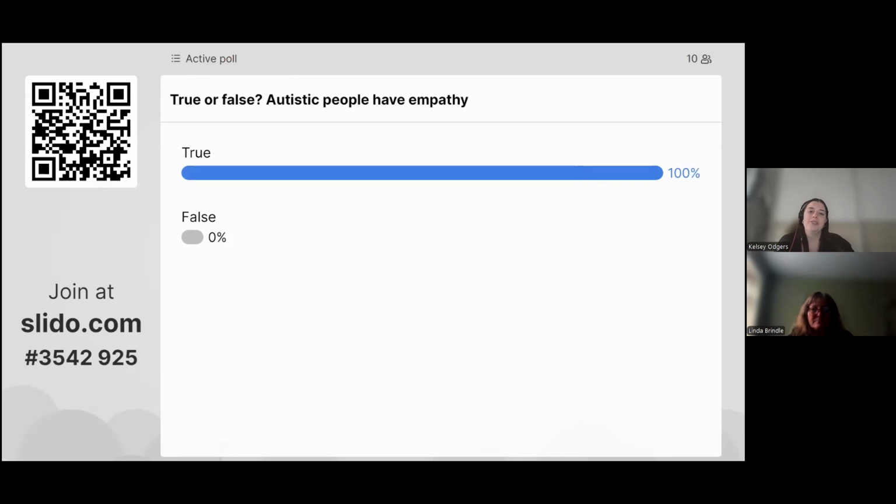Yeah, so majority, I think all at the moment are saying true. So yes, another misconception here is that autistic people don't have empathy. And when we think about empathy, that's really the ability to understand and share experiences of another person. And this myth is likely to be related to research, which shows that a common cognitive difficulty for autistic people is something called theory of mind. Now, theory of mind is the ability to imagine a situation from someone else's perspective.